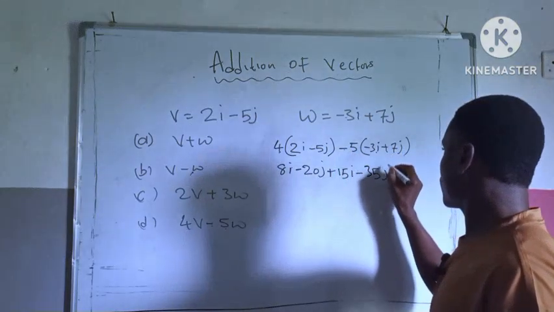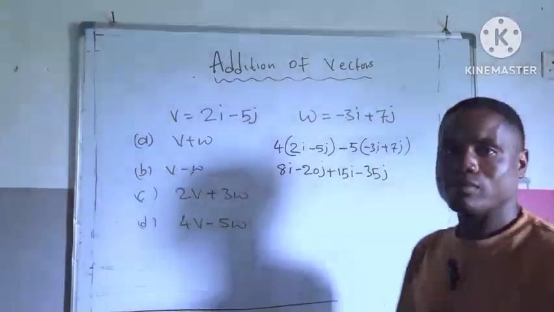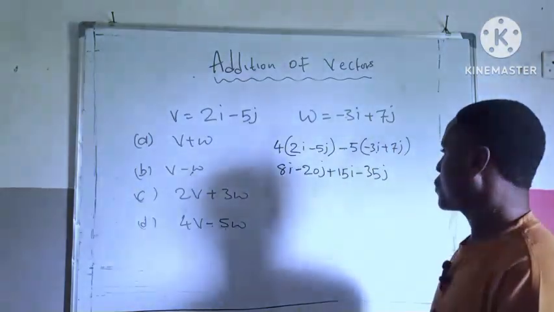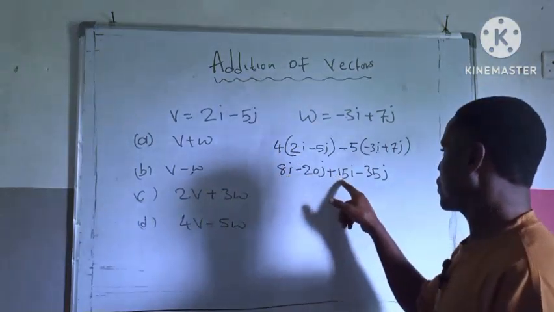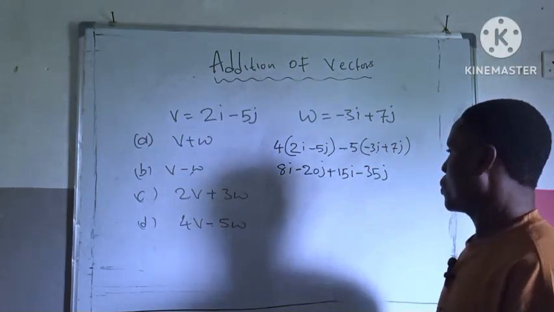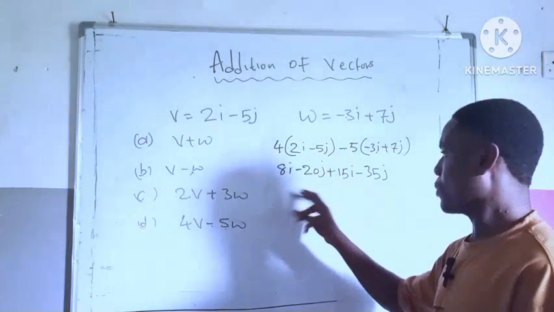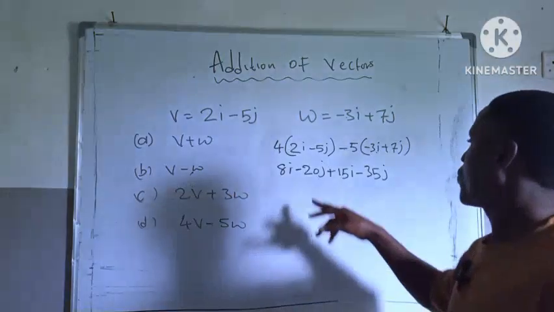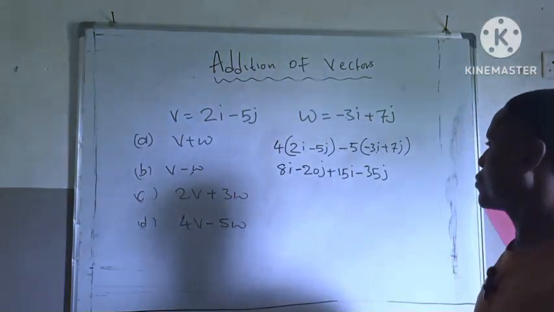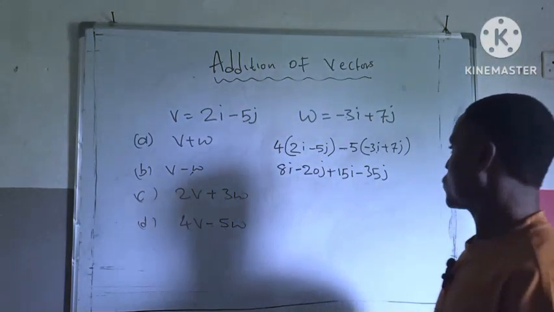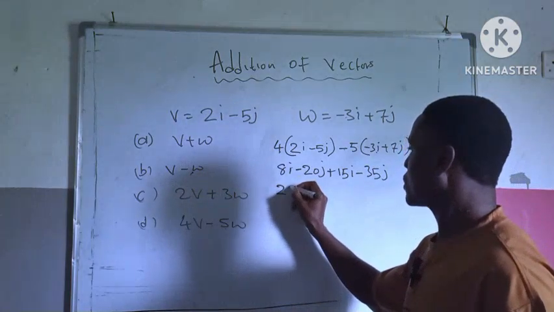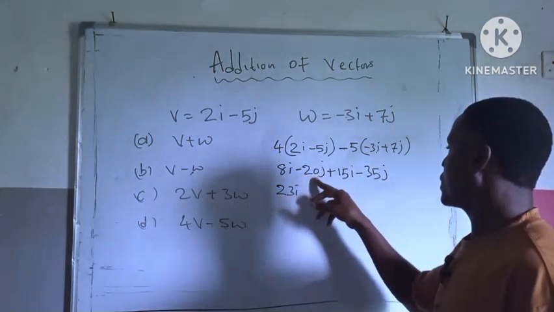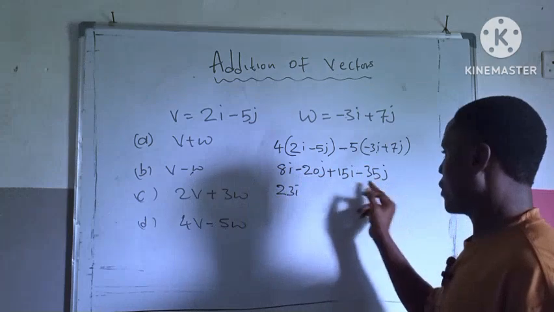35, we have j, so you put j. It's clear, right? Okay, let's collect like terms. So we have 8i and 15i. So here is addition, meaning we are adding these like terms together. Okay, so 8 plus 15 is what? That is 23, abi? 23i. Then minus 20j minus 35.